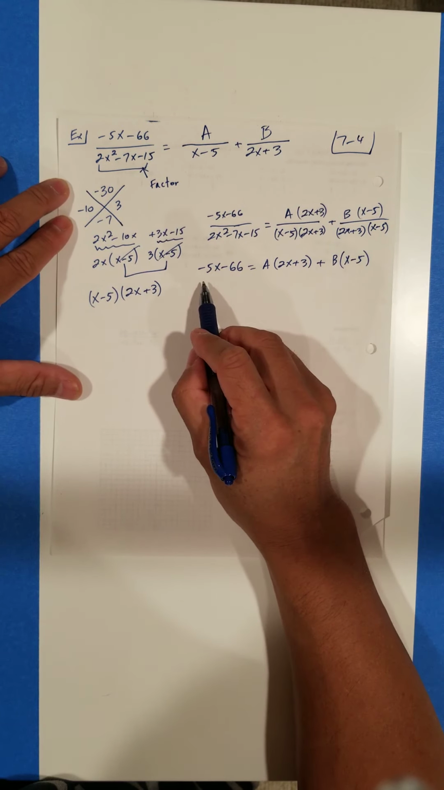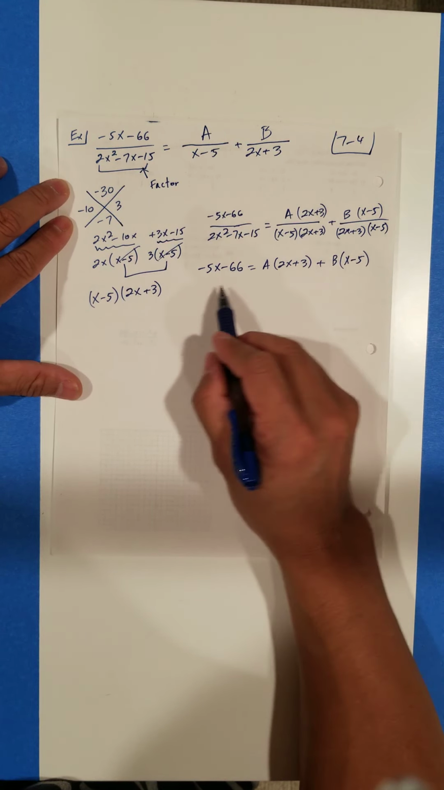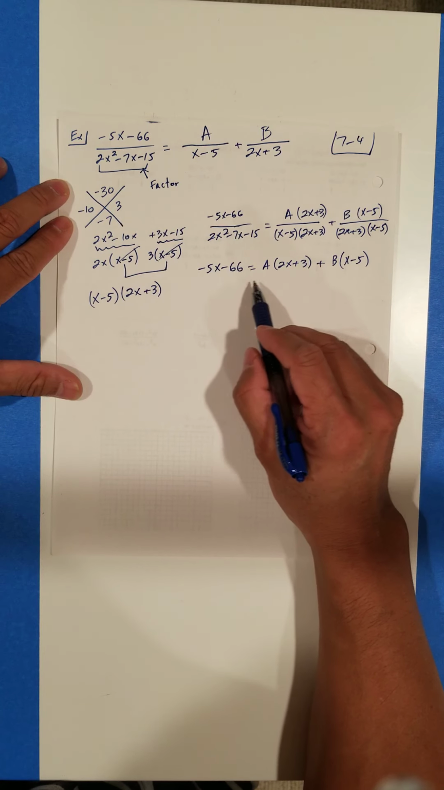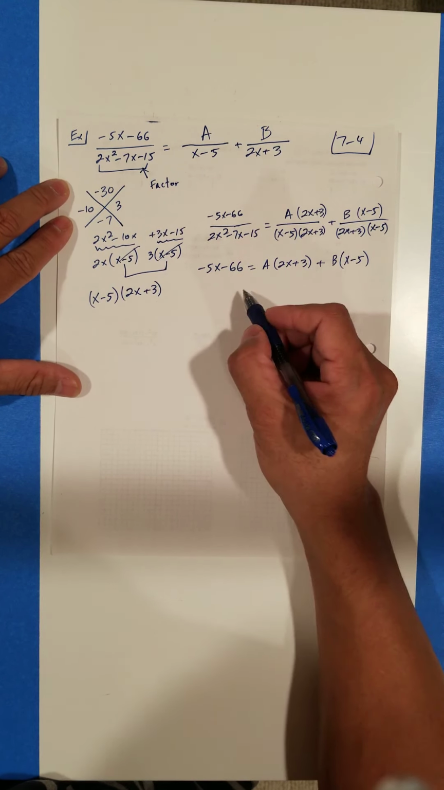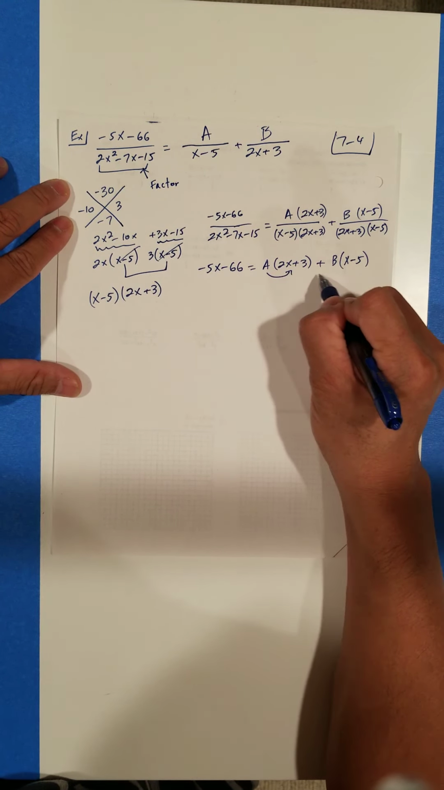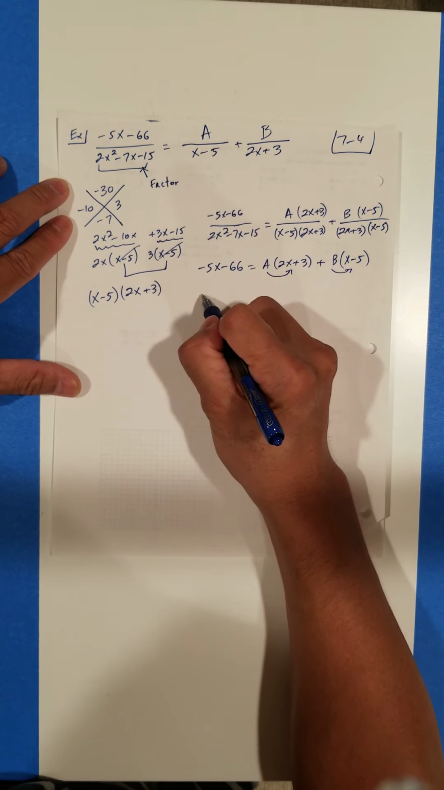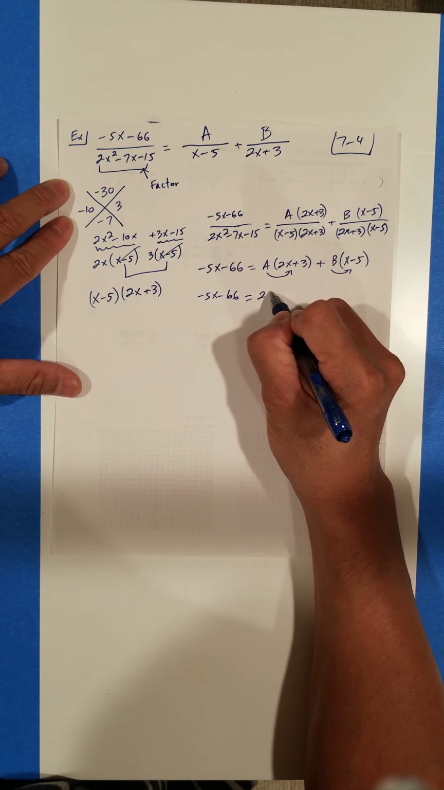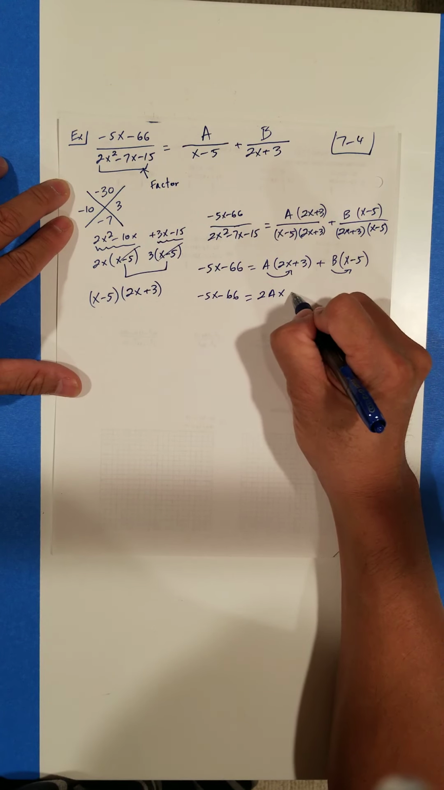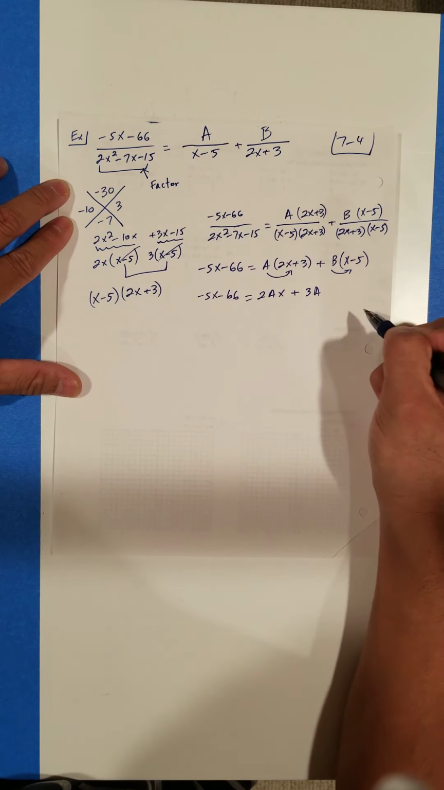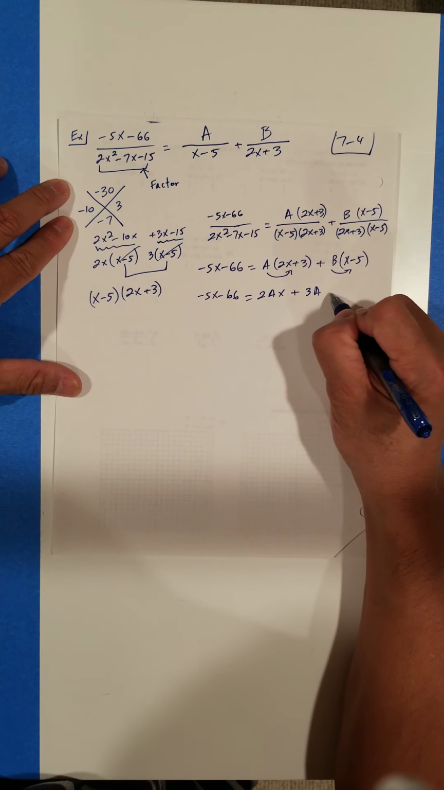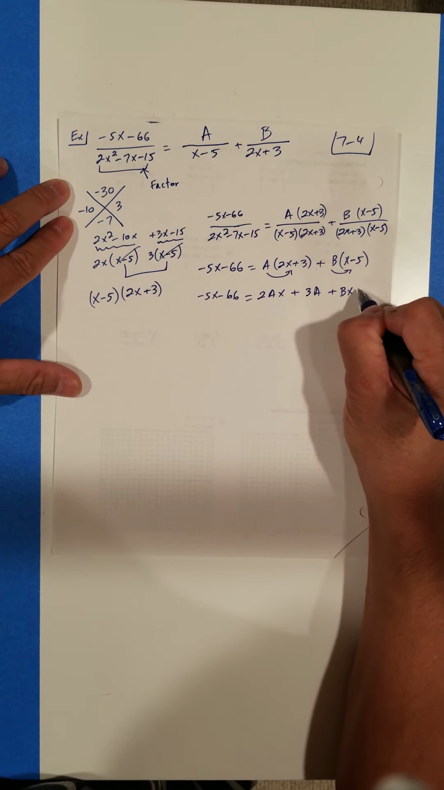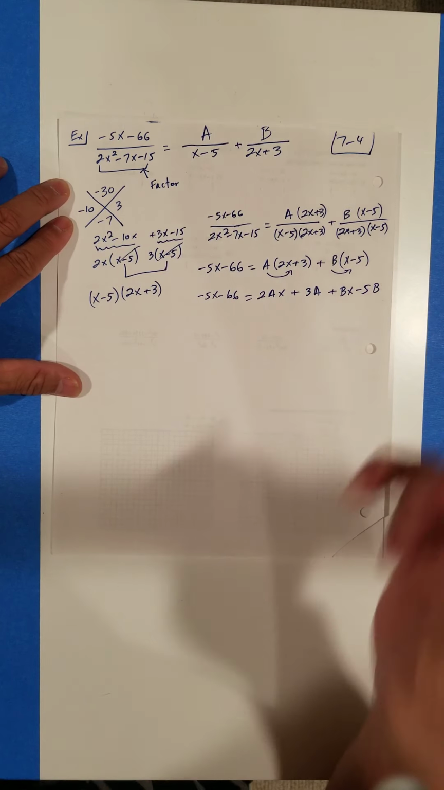There we go. So now I have this linear system, no more fractions. So what I want to do is distribute a, distribute b. So negative 5x minus 66 equals 2ax plus 3a, and then plus bx minus 5b.